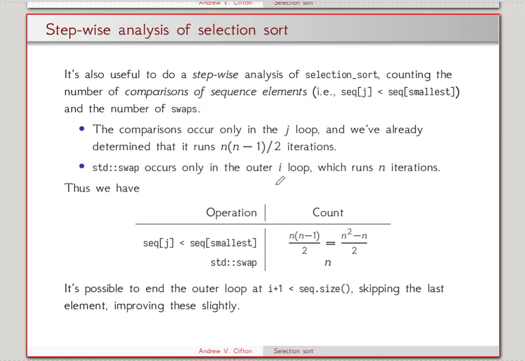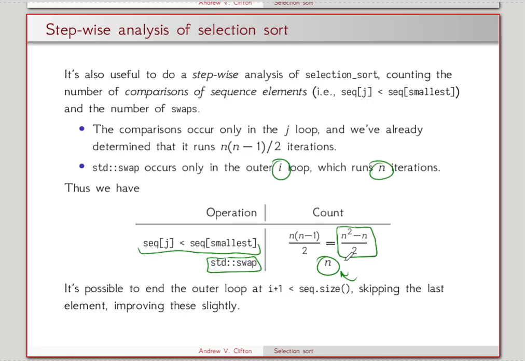But the swap only occurs in the i loop, which runs n times. So we do basically n squared minus n over 2 comparisons, but for swaps, we do only n swaps. And this is kind of interesting, because the other algorithms we're going to look at do more swaps. They do potentially n squared swaps in the worst case.